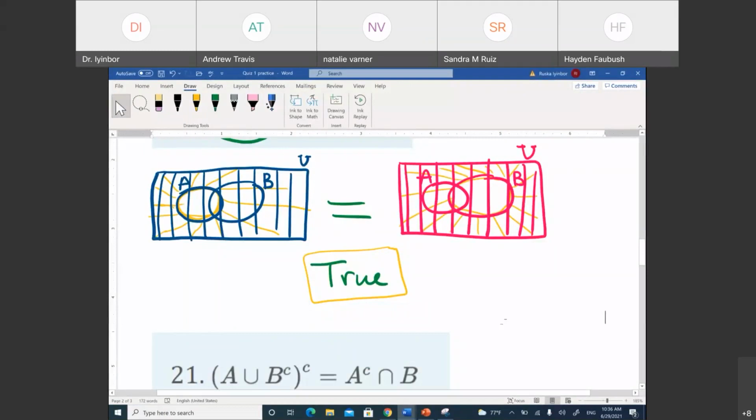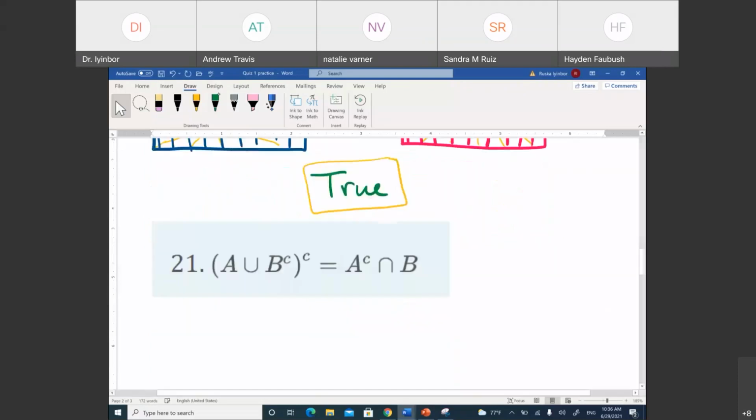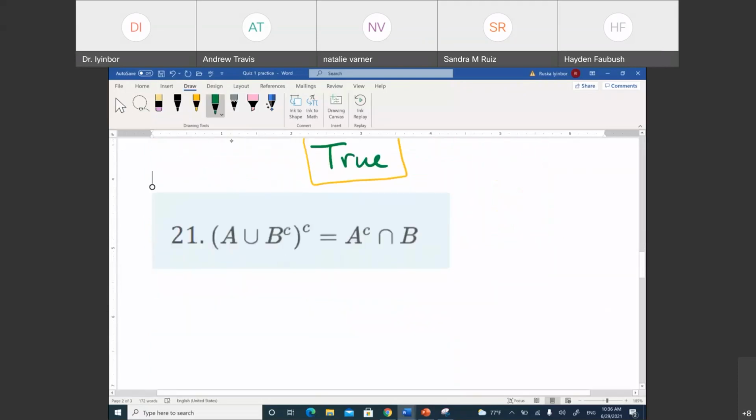Okay, then let's do another one. We have another example like that, which is number 21 in your actual book. So don't look at this 21, it's from the book, number 21. And this is what you have to check also. We have to check if it's true or false.